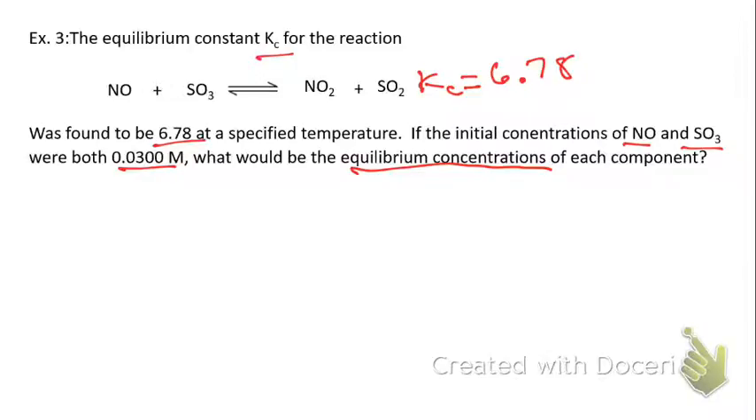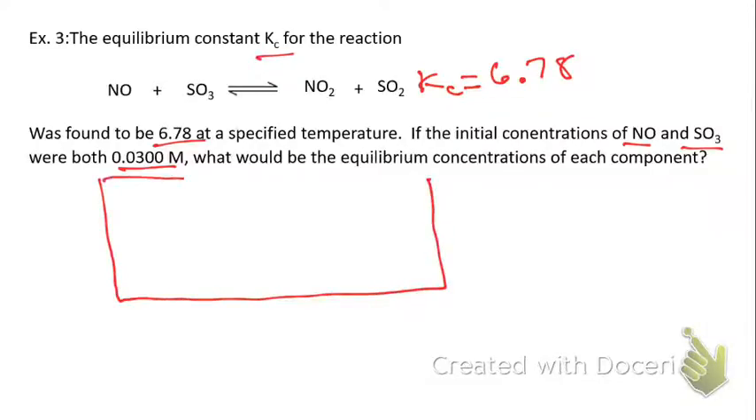Now, no different, we're still going to make an ICE table. That's what we're going to start out with. Since we already have a balanced chemical equation, we'll just do our ICE table. Let me make it a little bit bigger this time. So we're going to make our ICE table.